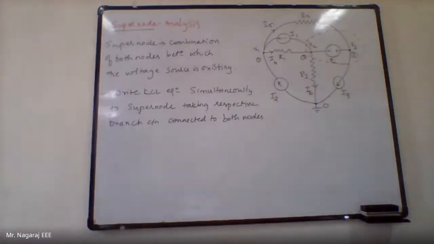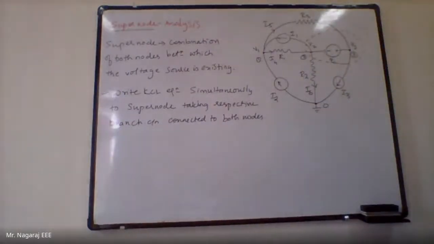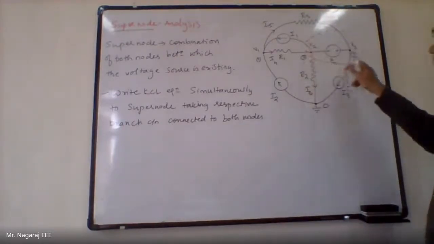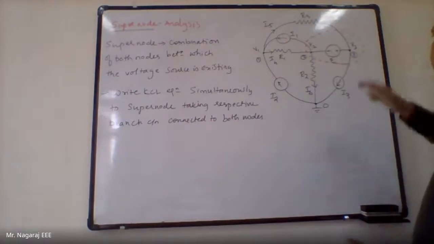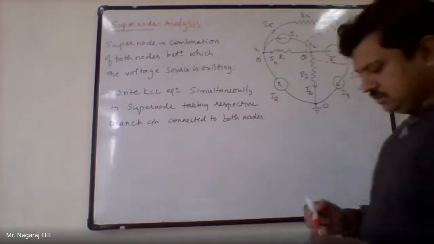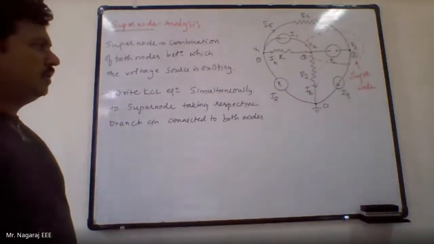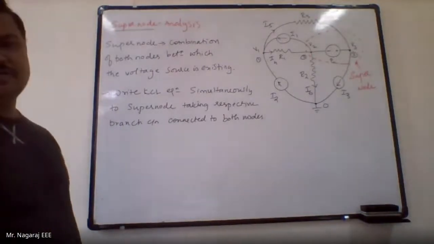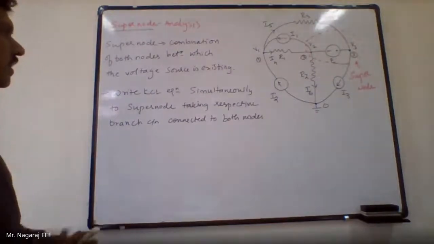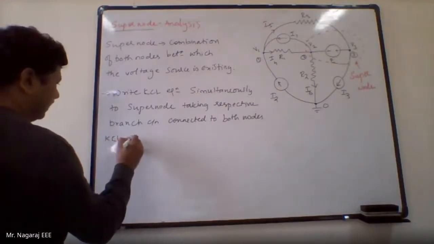So in this given circuit, node 1 is independent. There is not much confusion in writing the equation for node 1. But whereas for node 2 and node 3, I have formed a supernode. So this is a supernode. Now I shall have to write the supernode equation for node 2 and node 3. So first I will write the equation for node 1. KCL at node 1.